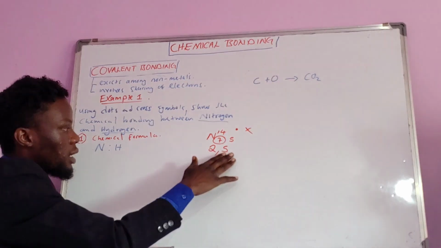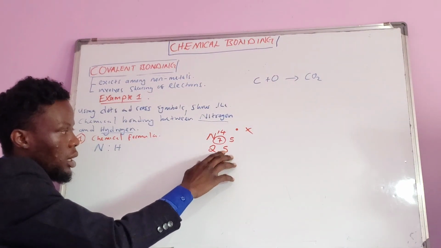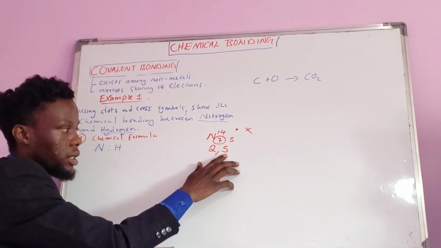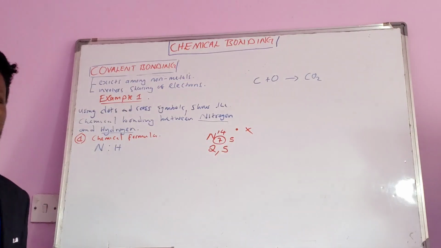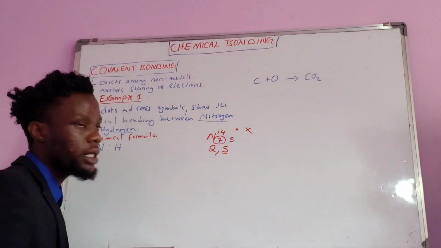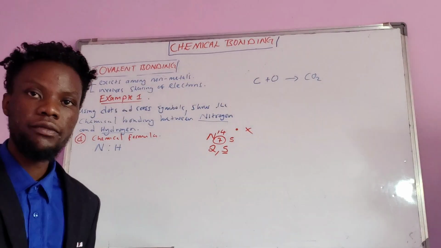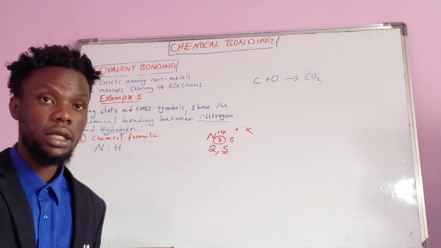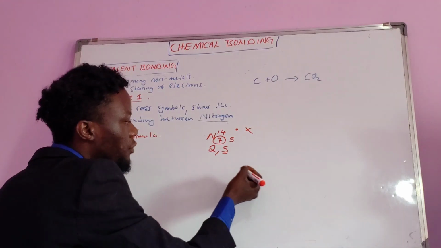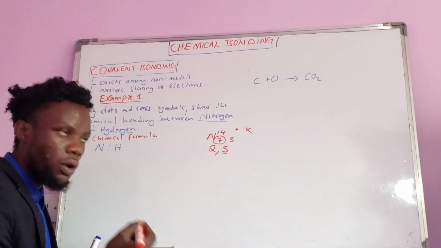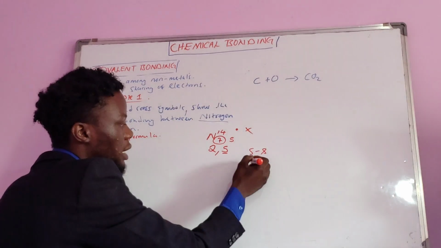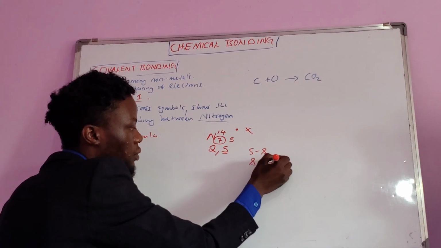So this is the electronic configuration of nitrogen. If you look at the last shell here, there are 5 electrons, indicating that nitrogen is in group 5. Since it is in group 5, we know that to find the valence number for groups more than 4, from 5 to 8, the formula is 8 minus the group number.